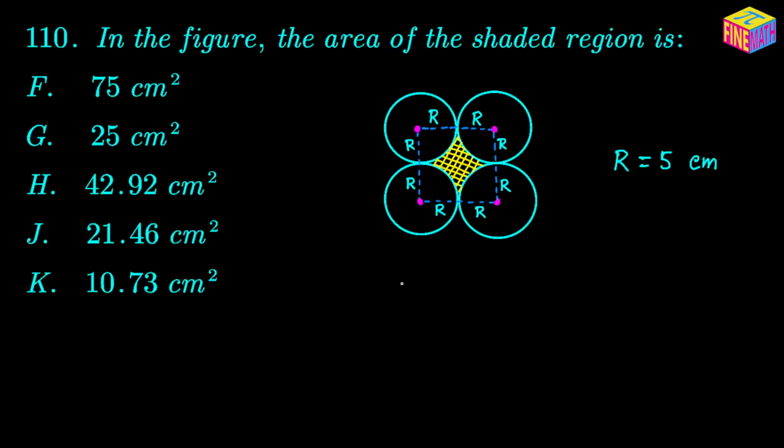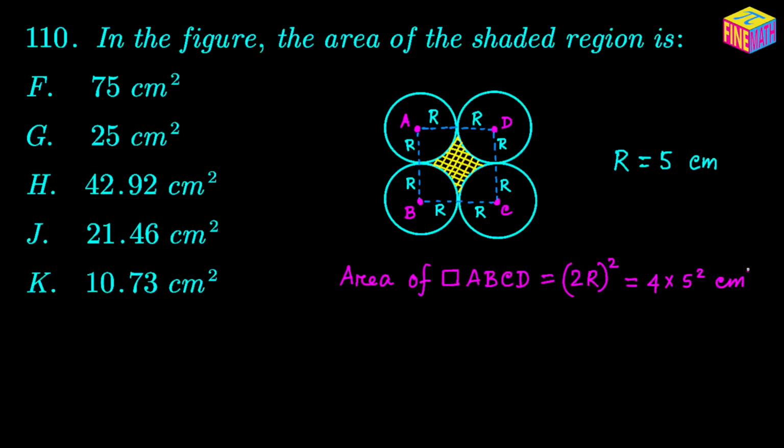So the area of this square would be the square of the side length, and in this case the side length is 2 times r, so it would be 2 times r whole squared, and that would be 4 times r squared. And what is r in this case? Well, r is 5 centimeters, so this would be 4 times 5 squared square centimeters, which is 25 times 4, that is 100 square centimeters.